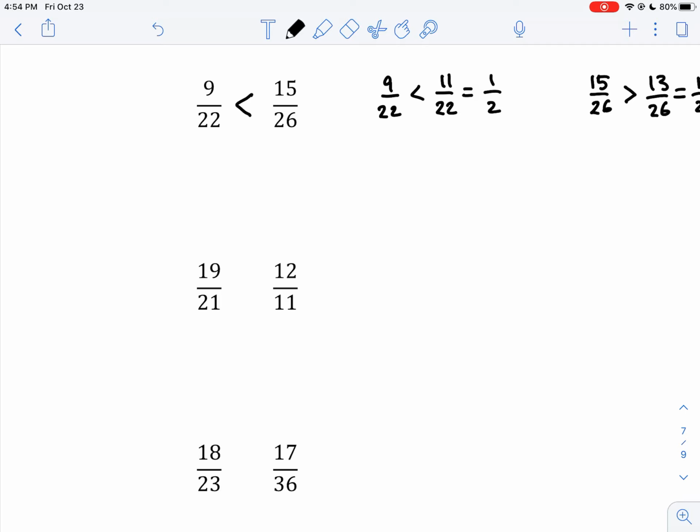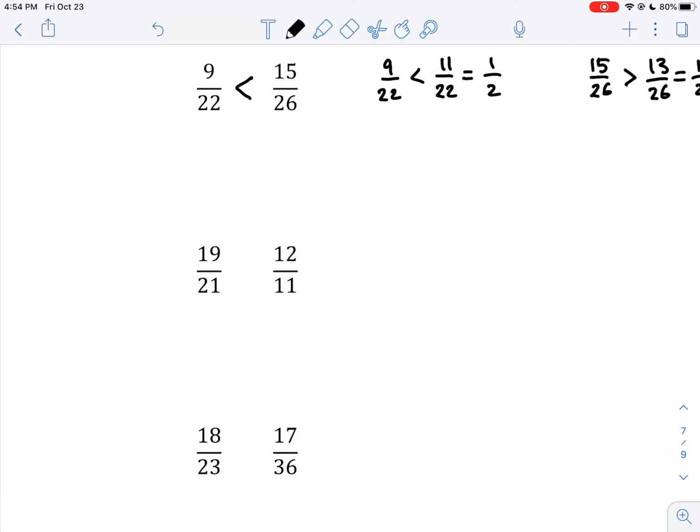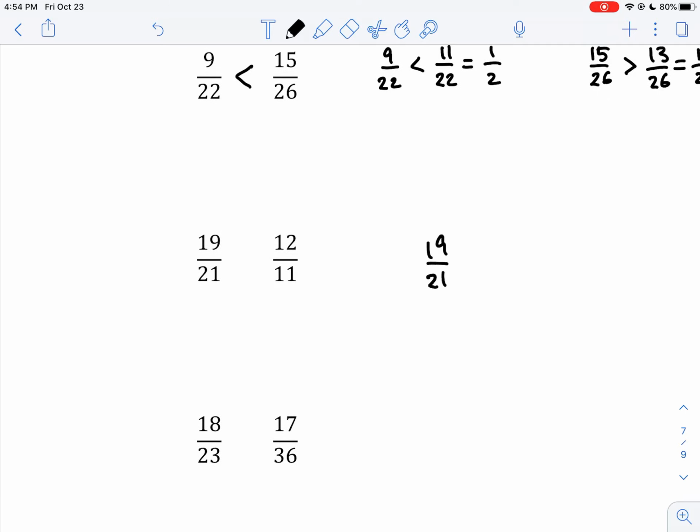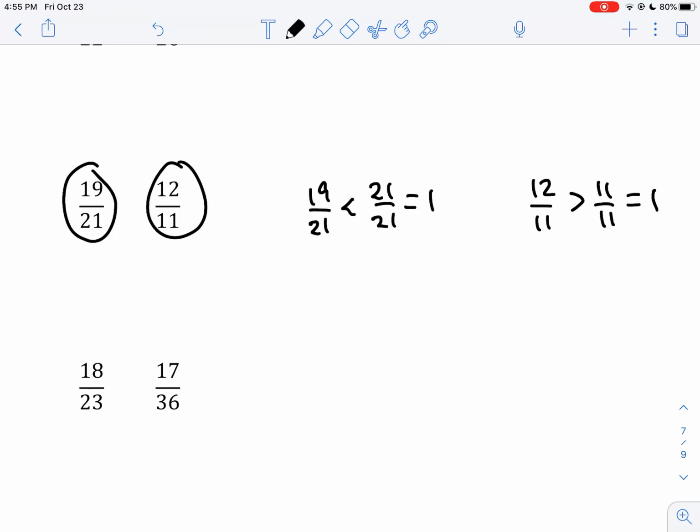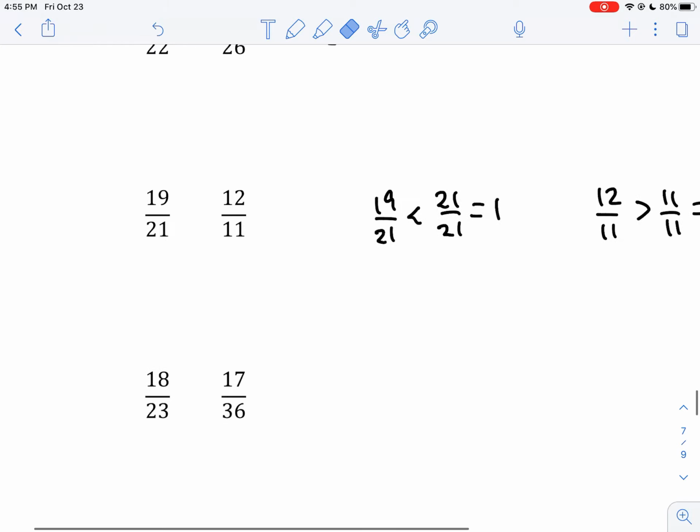That's another strategy, using benchmarks. Here's a benchmark I can use with 1. 19/21 is a proper fraction. All proper fractions are less than 1, because this is less than 21/21, which is 1. All improper fractions are at least 1. 11/11 would be 1, but 12/11 is certainly more than 11/11, and 11/11 is 1. So this is more than 1, this is less than 1.